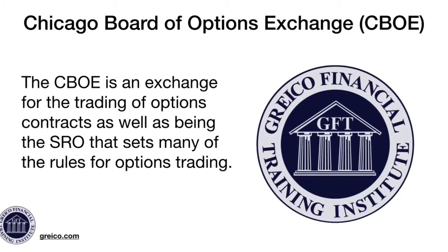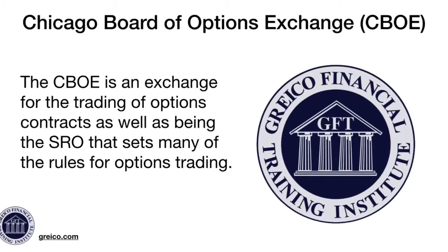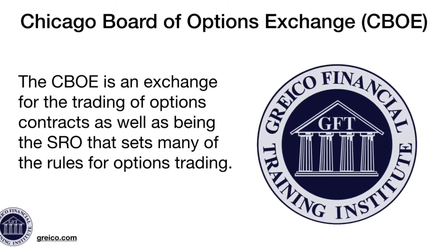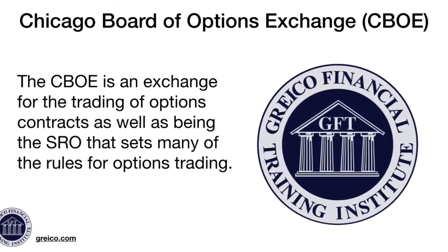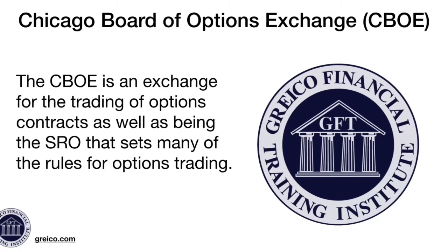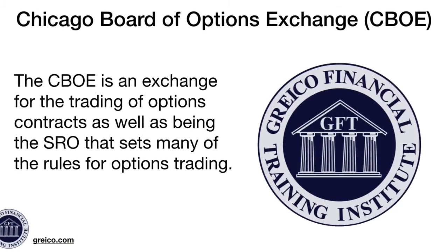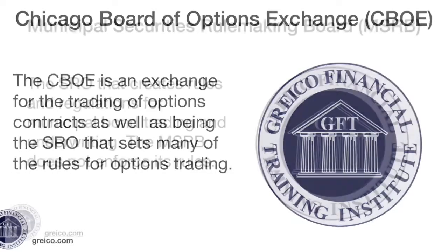The Chicago Board Options Exchange, or the CBOE. The CBOE is an exchange for the trading of options contracts, as well as being the SRO that sets many of the rules for trading options. So whenever you think of options contracts, a derivative product, the regulator is the CBOE.